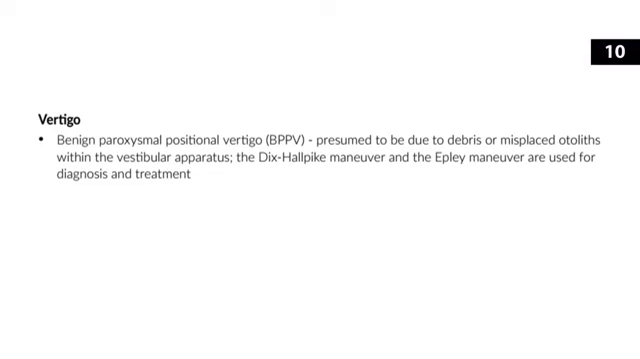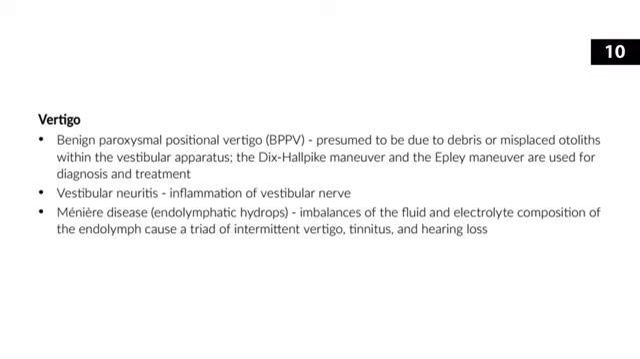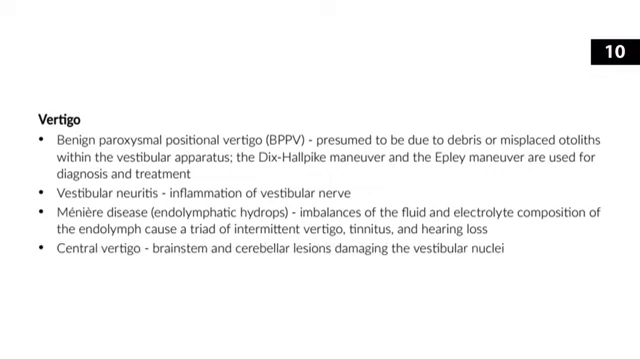There are other peripheral things that cause vertigo, including vestibular neuritis, or inflammation of the vestibular nerve, or Meniere's disease, which is due to imbalances of the fluid and electrolyte composition of the endolymph, the fluid inside the vestibular apparatus. The classic triad of symptoms in Meniere's disease is intermittent vertigo, tinnitus, and hearing loss. Then there's also central vertigo, which is due to a brainstem lesion or a cerebellar lesion that damages the vestibular nuclei. Or posterior fossa tumors could potentially compress the cerebellum or the brainstem and cause some central vertigo.